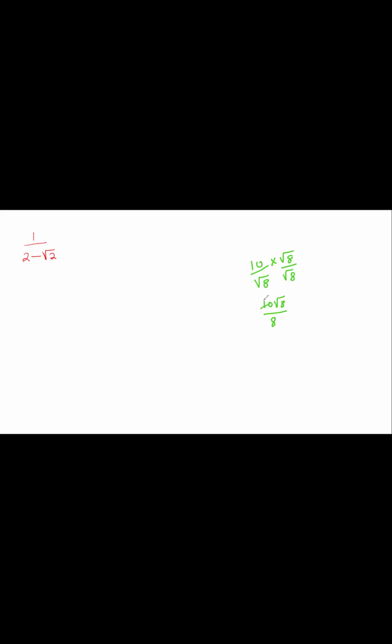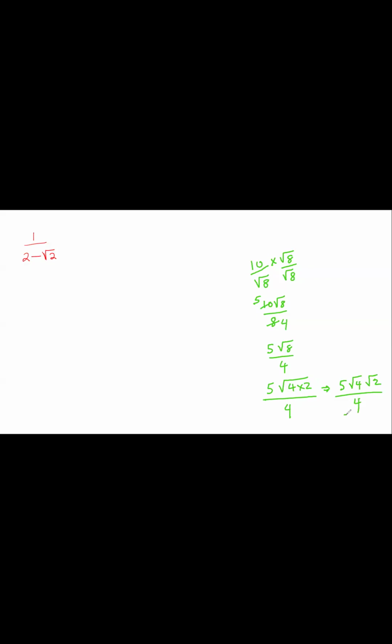Now, here you can reduce by 2: 5, by 2, 4. So this becomes 5 root of 8 out of 4. But you can notice that 8 can be simplified further as 4 times 2 out of the 4. So this one will give you 5 root of 4 times root of 2 out of 4.